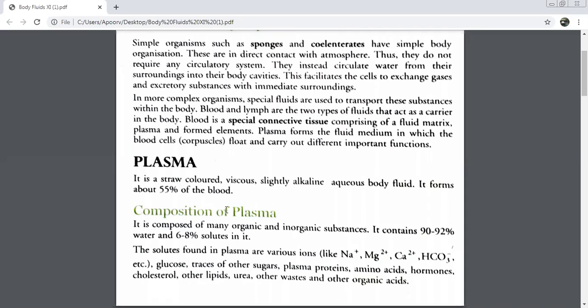So let's have the features of plasma very quickly. Straw colored, viscous, slightly alkaline, aqueous body fluid, and it forms 55% of your blood. Everybody is clear with these terms? How much percent of your blood is plasma? 55%.